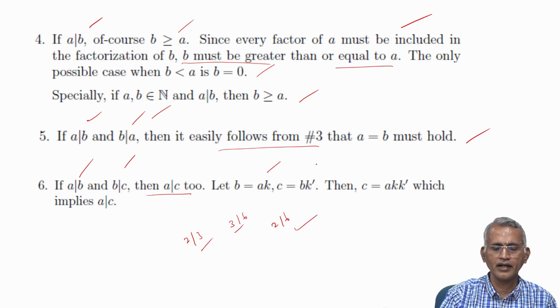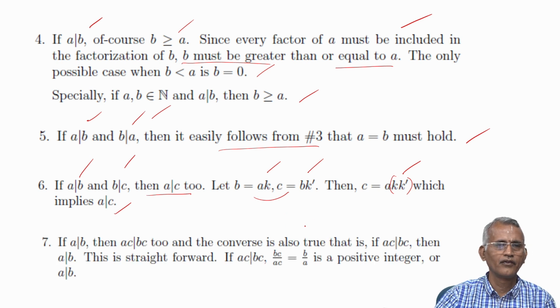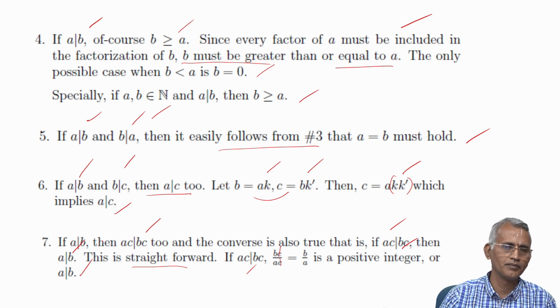Let B equal AK and C equal BK dash, and substitute B equal to AK in this equation. So C equals AKK dash, where K times K dash is a constant, therefore A divides C. If A divides B, then AC divides BC too, and the converse is also true: if AC divides BC, then A divides B. This is straightforward, since if AC divides BC, then BC by AC, which equals B by A, is a positive integer, so A divides B.